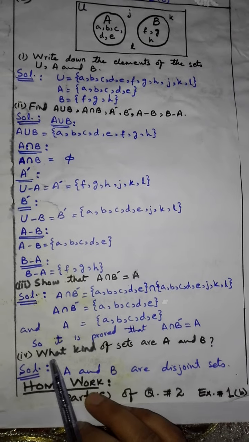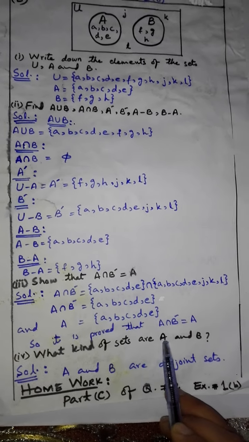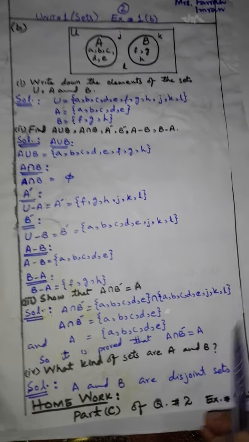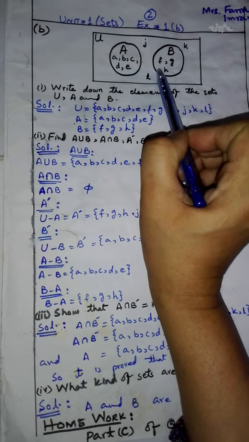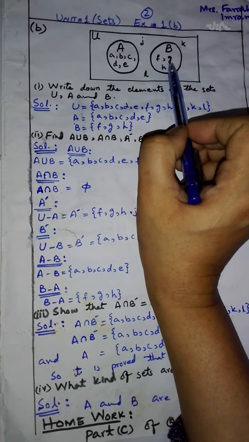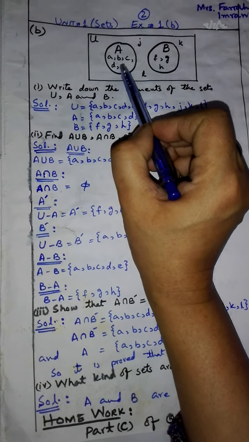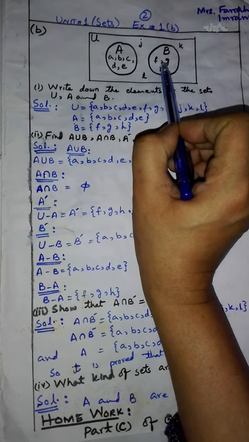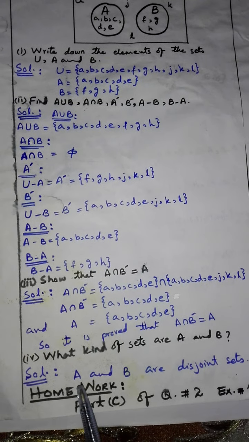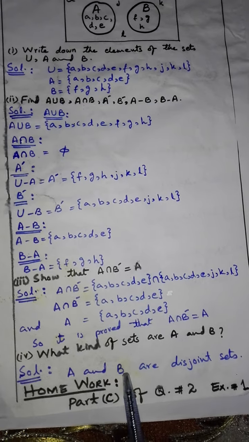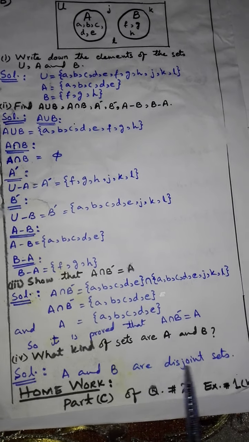Fourth part. What kind of sets are A and B? This set A, this set B, there is no common portion between them. So these sets are disjoint. Solution: A and B are disjoint sets.